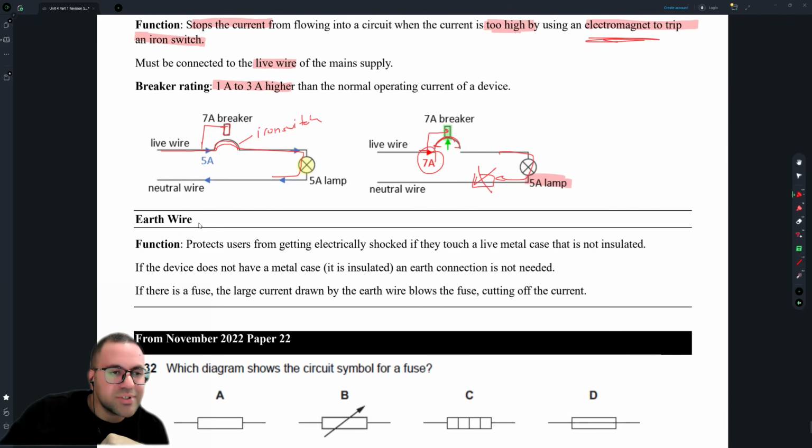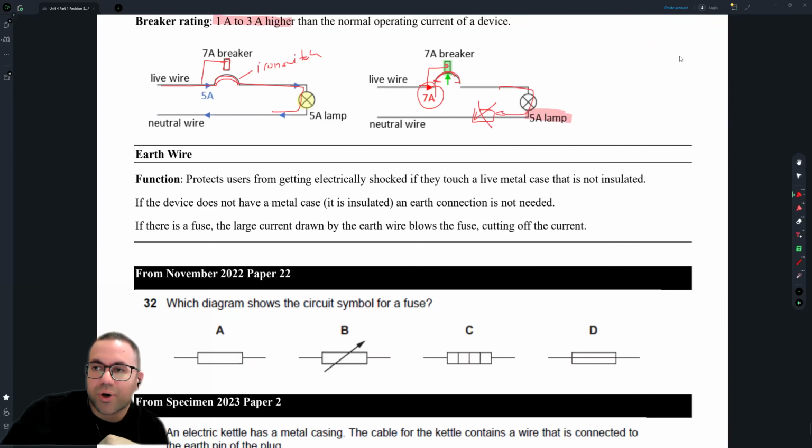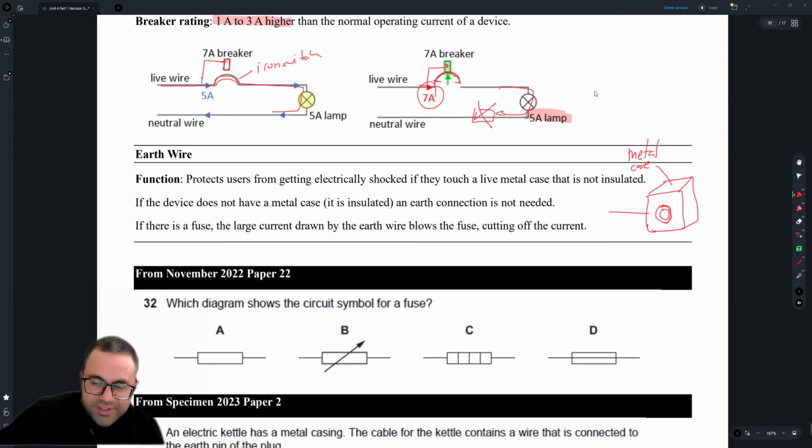Now, final question. What's the earth wire? The earth wire, or sometimes we call it the ground wire, is a safety feature that's not in all devices and not in all countries either. Because it's only useful if the device you're talking about has a metal case. So think of a washing machine or a computer, a PC, or a fridge, anything with metal as its outer case.